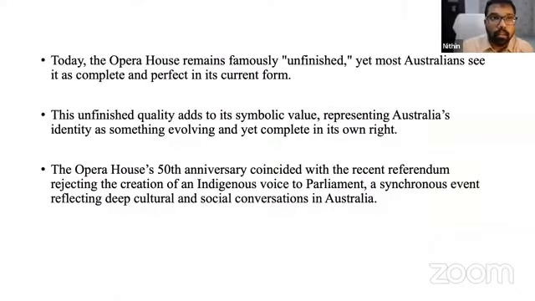Today, symbolically, the Opera House is famously unfinished because it's still under construction, and as a metaphor, like the Sydney Opera House, Australia is also going through a lot of shifts even now. And that brings us, we have about 5 minutes, to the 50th anniversary of the Opera House, which coincided with the referendum.